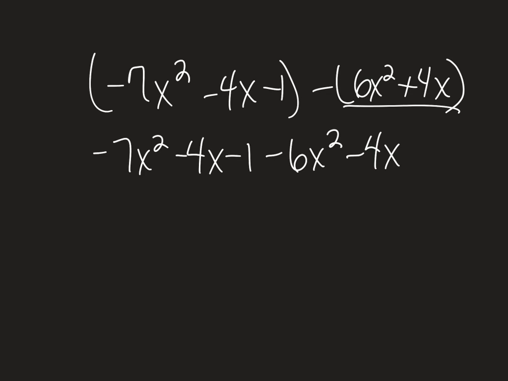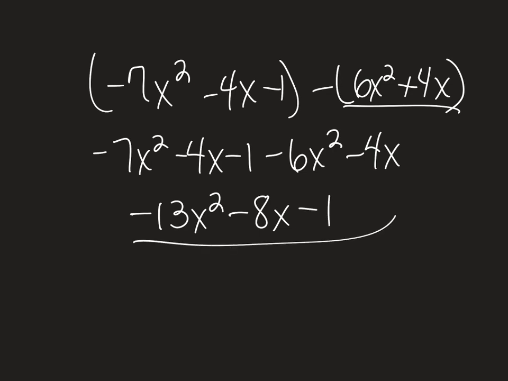Whatever sign they have inside parentheses, you're going to write it down with the opposite sign in the next line. Then I'm going to combine like terms. So negative 7 and negative 6 becomes negative 13x squared. Negative 4x minus 4x becomes negative 8x. And then you have minus 1. This one didn't change because it was the only one of those.